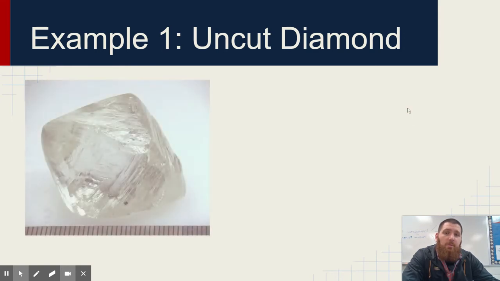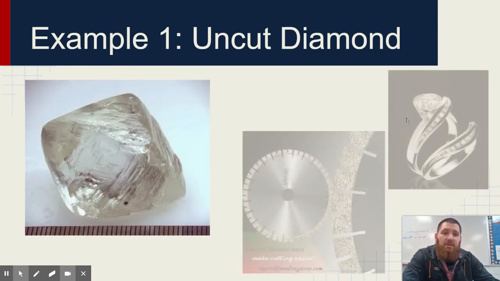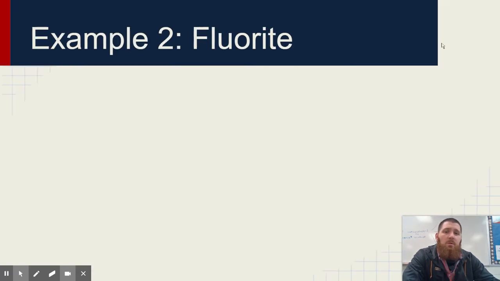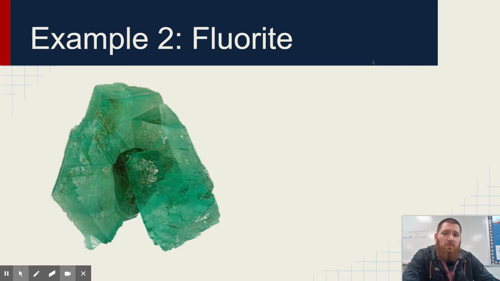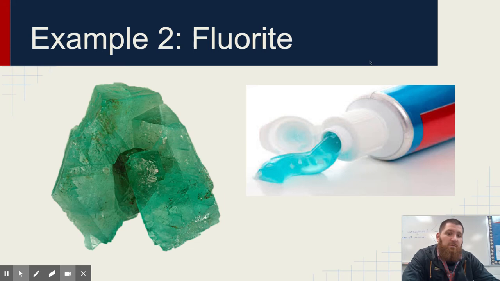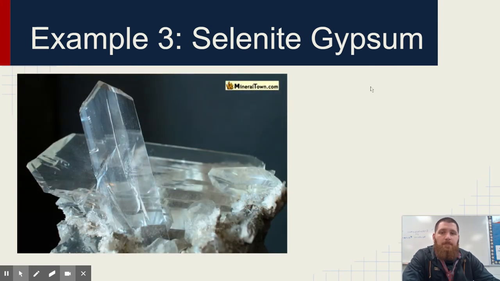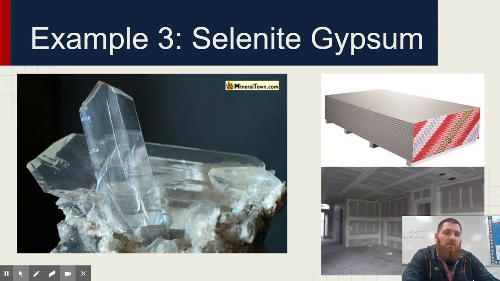Now, first example of a mineral is an uncut diamond here. It has several uses. It can be used to diamond tip different tools so that they're sharper and they don't wear down as much, or they're commonly used for jewelry. There's fluorite. Fluorite is commonly used in fluoride toothpaste. And selenite gypsum is very commonly used in drywalling, gypsum board.